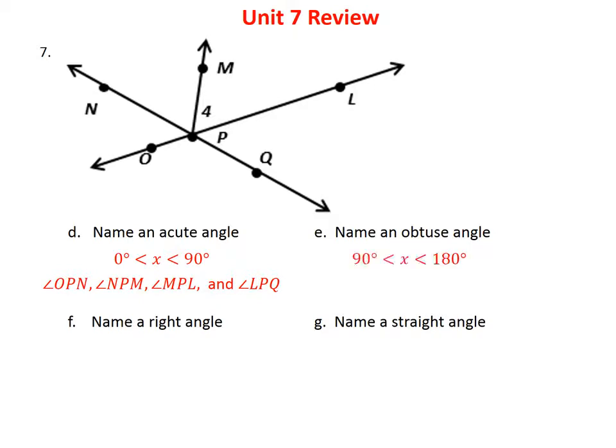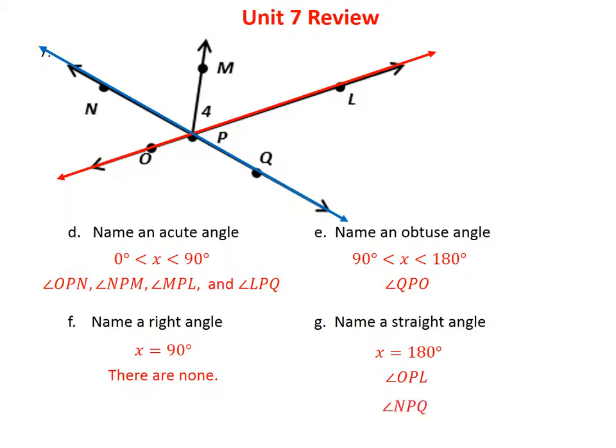The obtuse angle is an angle greater than 90 degrees but less than a straight angle, 180, and there's one of those at the bottom, QPO. Then it asks for a right angle, which equals 90 degrees, and if you look at the diagram, there are no right angles there. So there's none in this particular diagram. And finally, a straight angle is simply a straight line. And so notice here there's a straight line, which is OPL, but there's also a straight line there, which is NPQ. And so those are our straight angles, our acute angles, obtuse, and right angle.